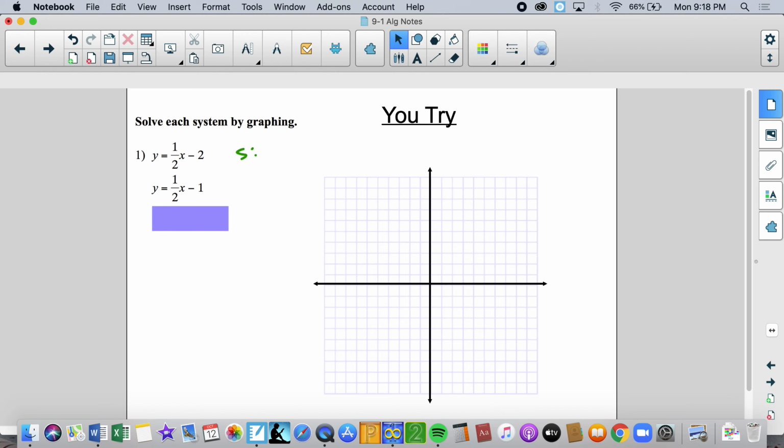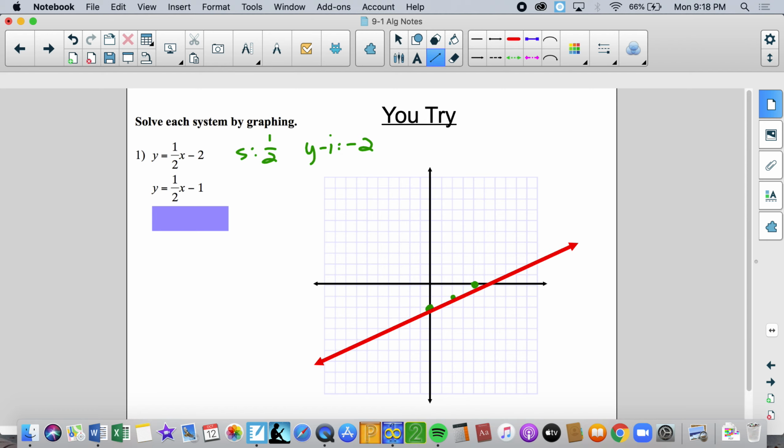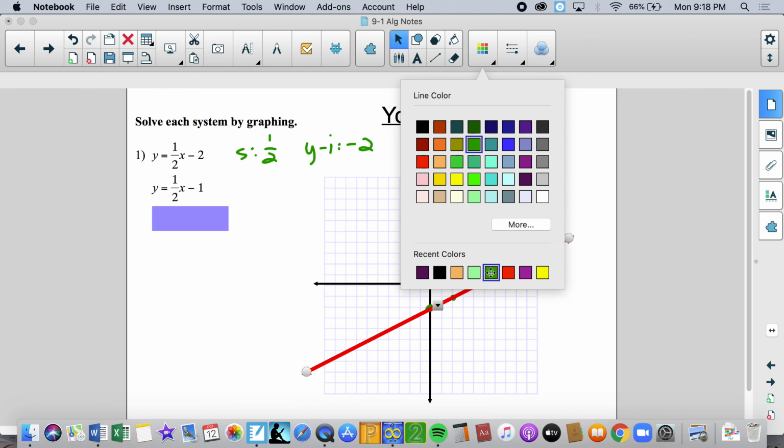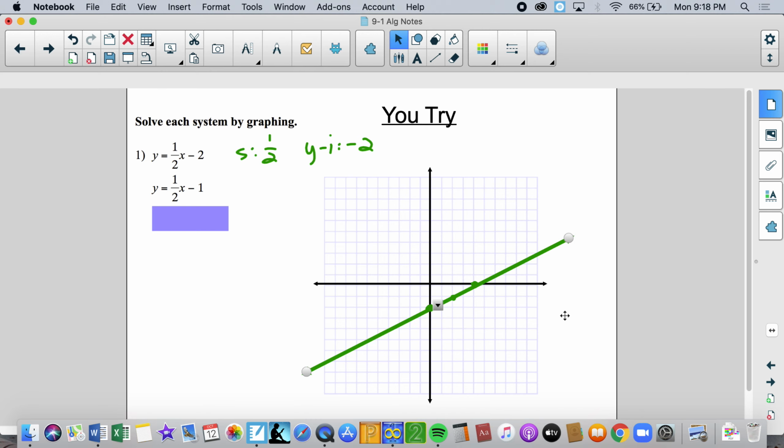So the slope of this is going to be 1/2. The y-intercept is going to be -2, down 2, make a point, use the slope, which is up 1, right 2, up 1, right 2. Connect the lines. That's not good, it's red. I don't need it to be red, I need it to be green. There we go. And then our other line has a slope of 1/2 and a y-intercept of -1.